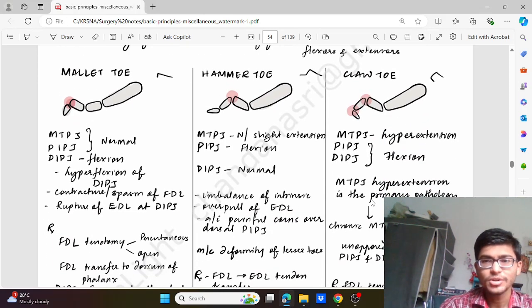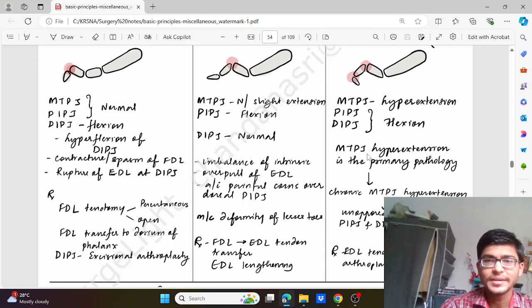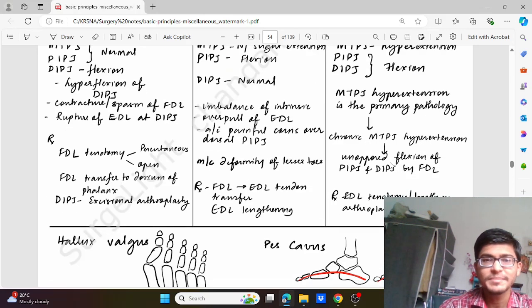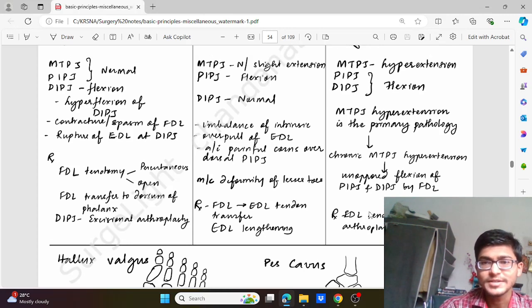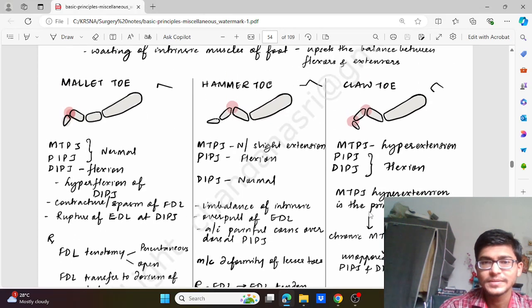Now we see claw toe, where we have flexion of both the proximal and distal interphalangeal joints with hyperextension of the metatarsophalangeal joint. Here metatarsophalangeal joint hyperextension is the primary pathology, the main pathology, resulting in the chronic issue, with unopposed flexion of the proximal and distal interphalangeal joints by the flexor digitorum longus. Here we go ahead with extensor digitorum longus tenotomy, lengthening, or arthroplasty.